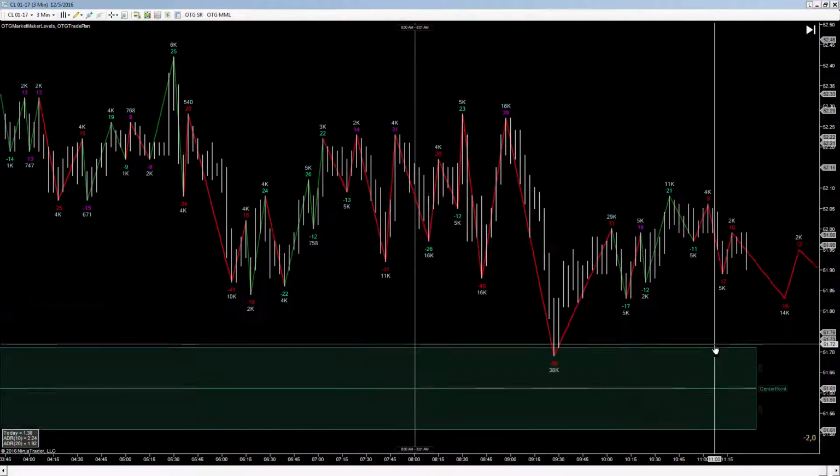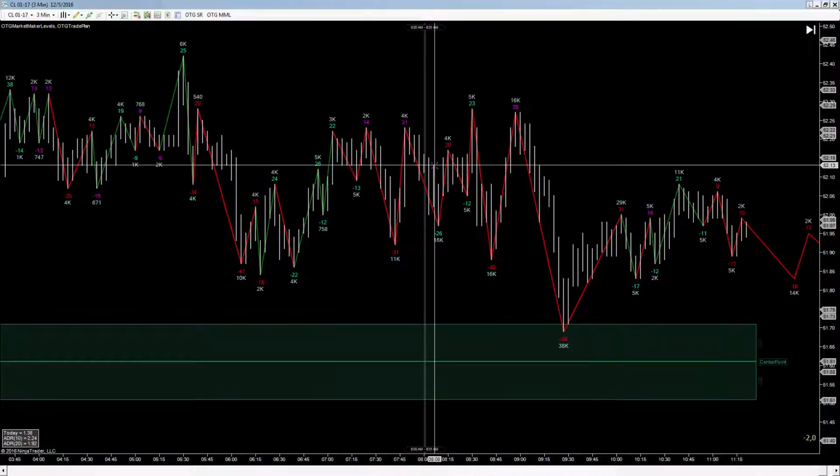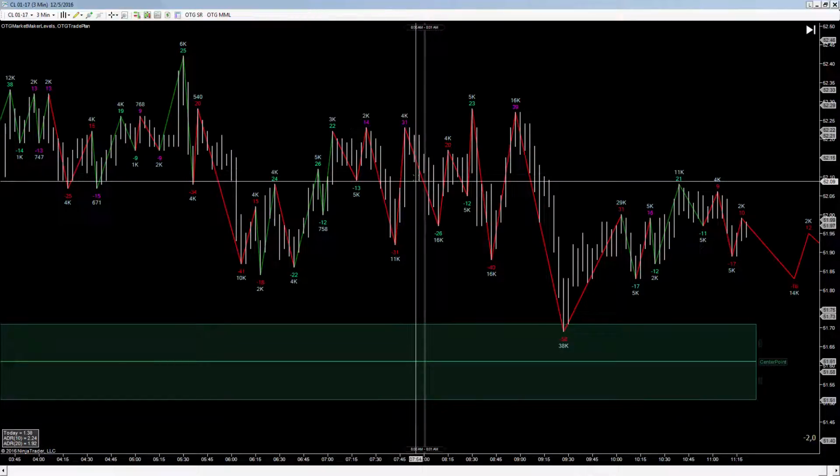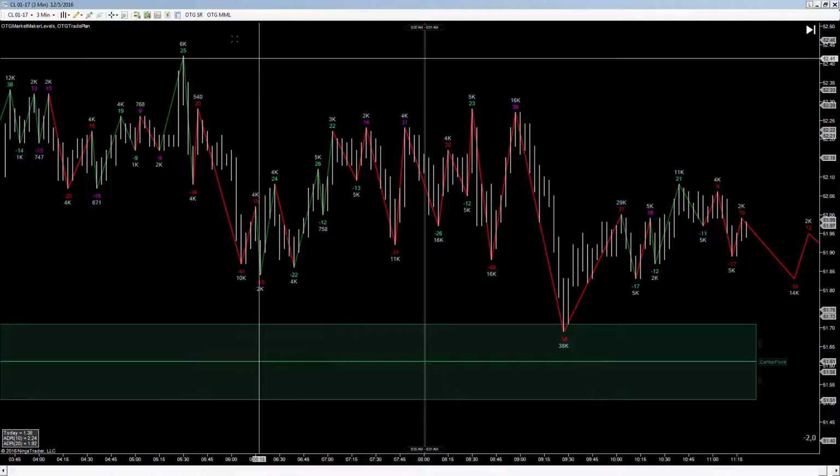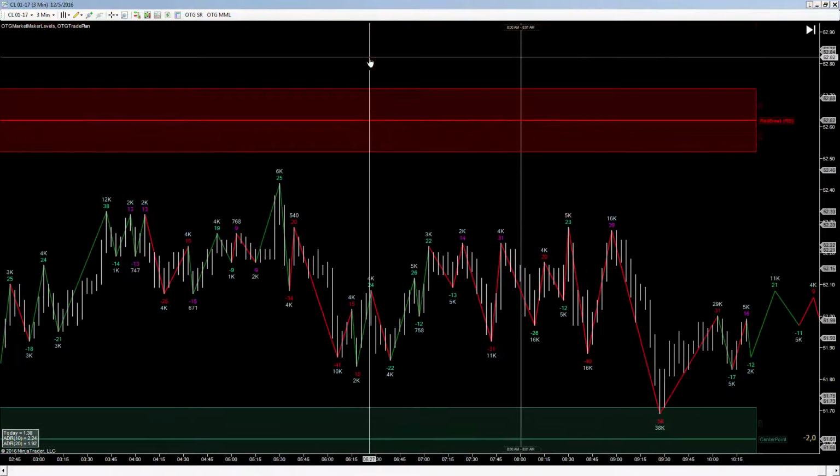I got in. There was a lot of rotation here right around this 9-10 area. And so we had one of our market maker levels on this 8, 9, 10 area.